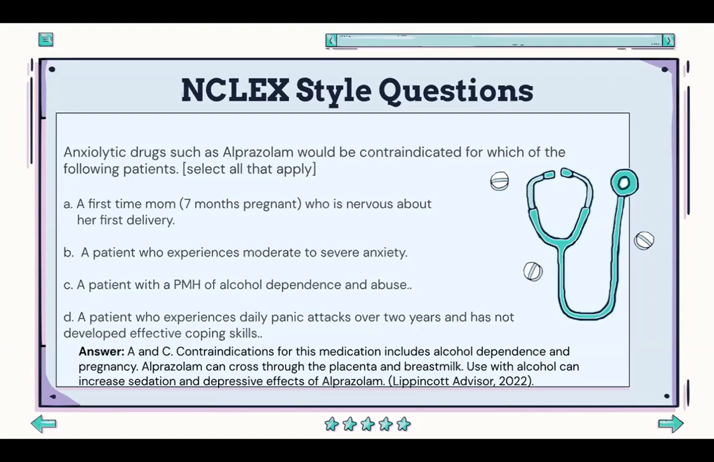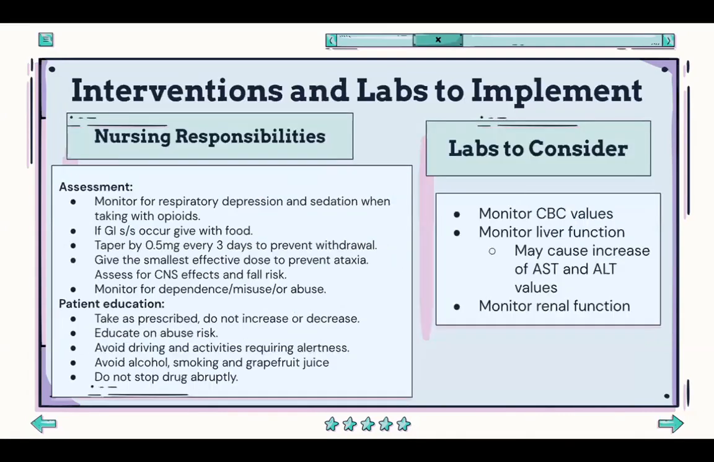We'll now go into interventions and labs. As for the nursing responsibilities, the nurse would assess for respiratory depression and sedation when the patient is taking this medication with opioids. If the patient does experience GI signs and symptoms when taking this drug, it can be given with food to reduce those symptoms. The nurse should taper this medication by 0.5 mg every 3 days to prevent withdrawal symptoms, and always start with the smallest effective dose to prevent ataxia. Also assess for CNS effects and fall risk, especially in the geriatric population, and monitor for dependence, misuse, or abuse of this medication.